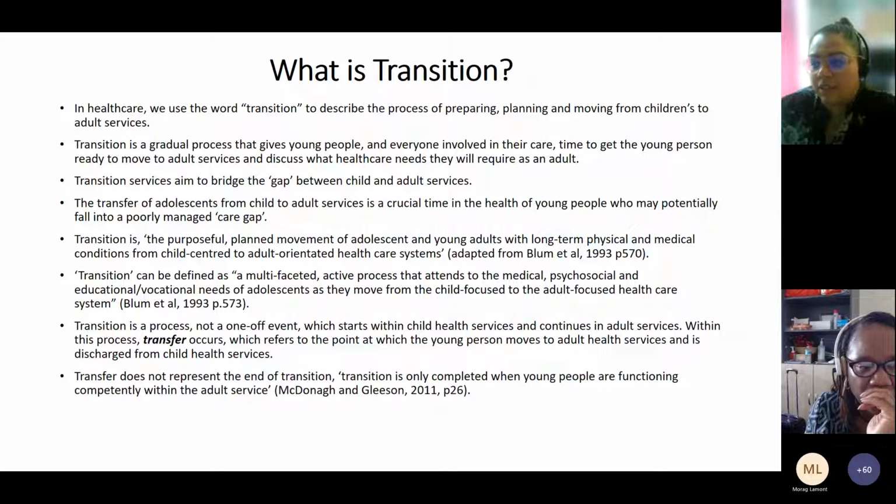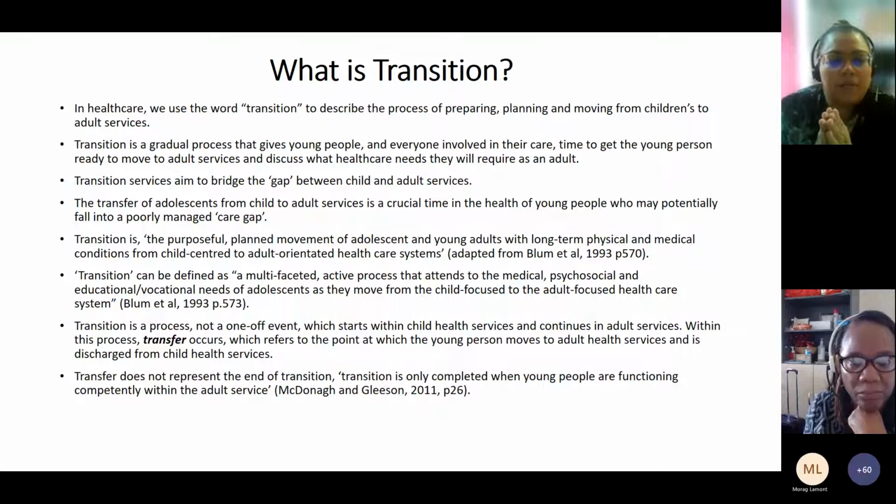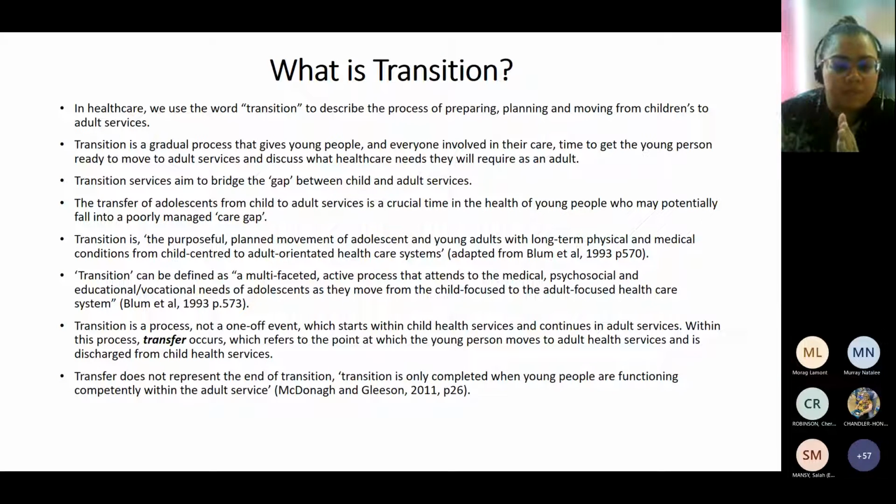The transfer of adolescents from the children's services to adult services is a crucial time for the health of young people who may potentially fall into a poorly managed care gap. So it's very difficult, and it's basically working alongside the family as well in terms of the life events that are happening for these young people, moving over and making sure that their healthcare and needs are tied in with what's going on in life as well, to make sure that they're not falling through this care gap that you get typically around the teenage and young adult years.